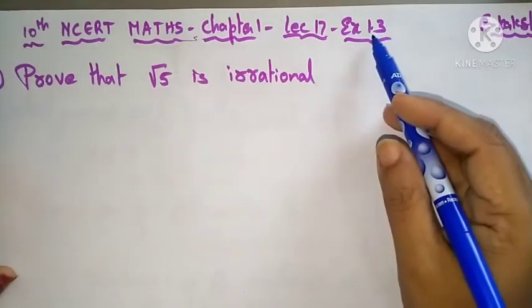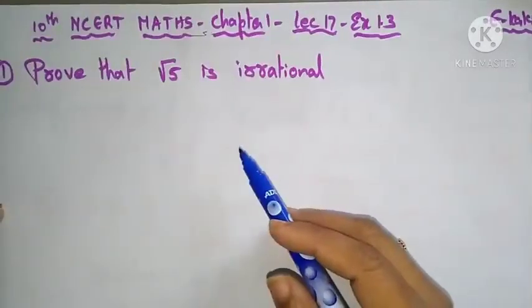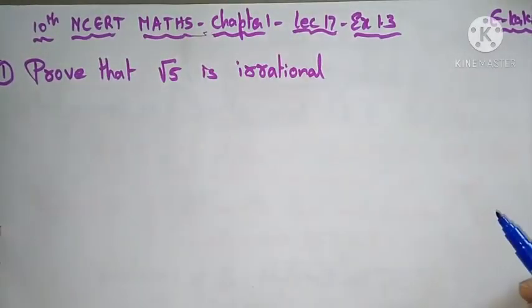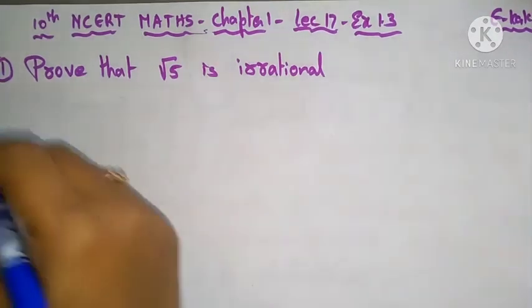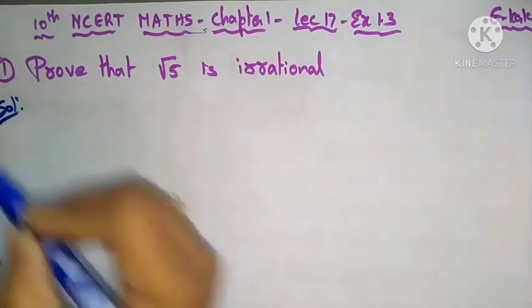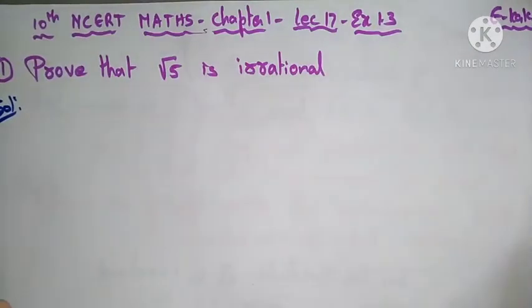So in exercise 1.3, the first question is prove that root 5 is irrational. So in the previous video, I explained how to find out whether the given number is rational or irrational. In the previous video, I had taken root 2 and I proved that root 2 is an irrational number. Okay, now let's see this. We have to prove root 5 is an irrational number.